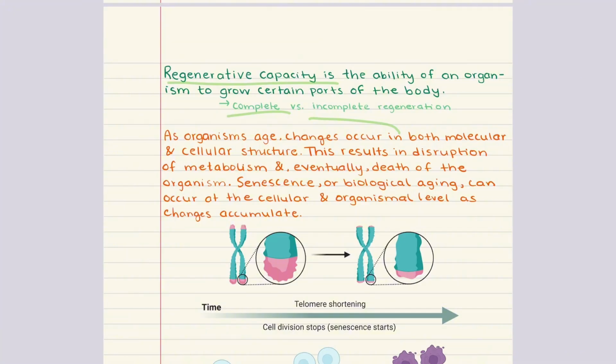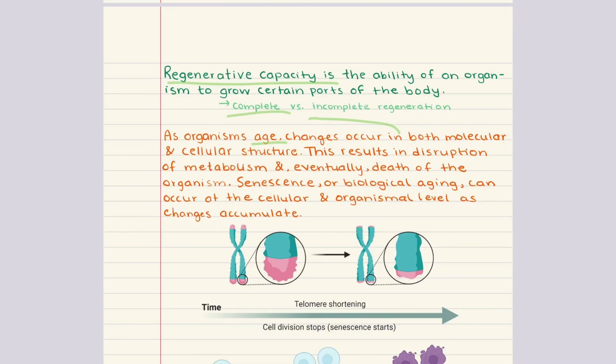Finally, to wrap up this objective, let's talk about aging. As an organism gets older, both its cells and tissues undergo gradual changes. These changes affect everything from DNA stability to protein function to cell signaling. Over time, this leads to a disruption of metabolism. It leads to reduced repair ability, and ultimately it will lead to the death of the organism.